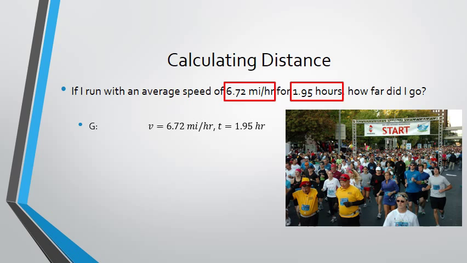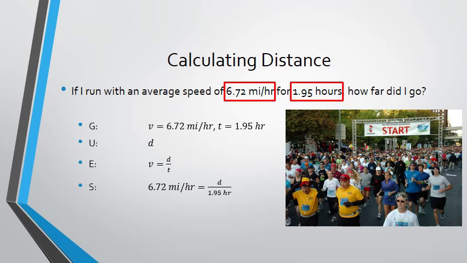so I'm going to write v equals 6.72. And it says 1.95 hours. I know that that's a measurement of time because the unit is hours. The unknown is a distance because it's asking how far did I go. The equation is still velocity equals distance divided by time. And this time I'm going to have to do a little algebra.